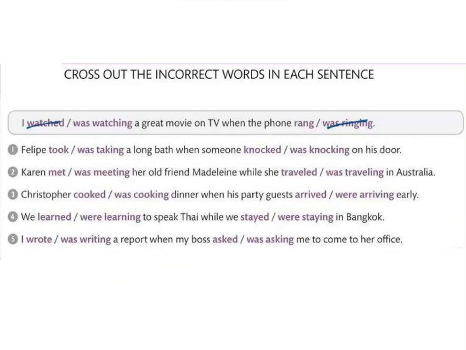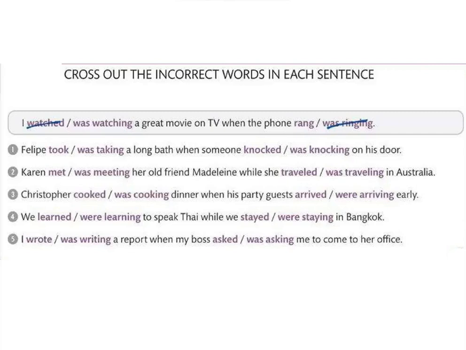Let's do this one. Cross out the incorrect words in each sentence. I was watching a great movie on TV when the phone rang. Number 1, Philip a long bath when someone on his door. Philippe was taking a long bath when someone knocked on his door. While he was taking a bath, someone knocked on his door.